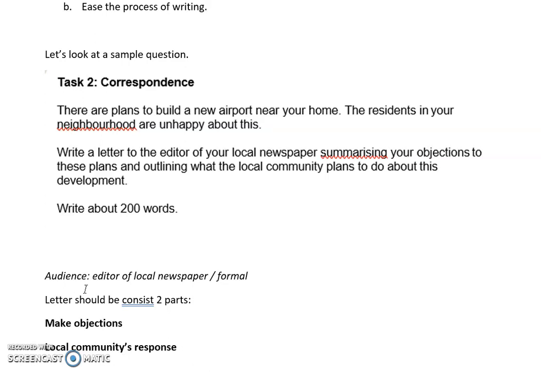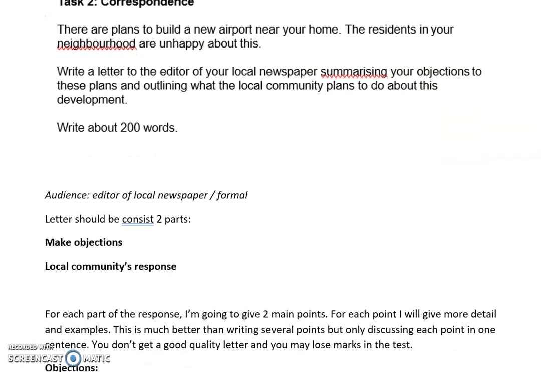And again, my audience is an editor of a newspaper, therefore my writing is going to be formal, which means as few contractions as possible. That means we don't write isn't, we write is not. We don't write can't, we write cannot. We need to keep it as formal as possible, and that also includes other vocabulary as well.